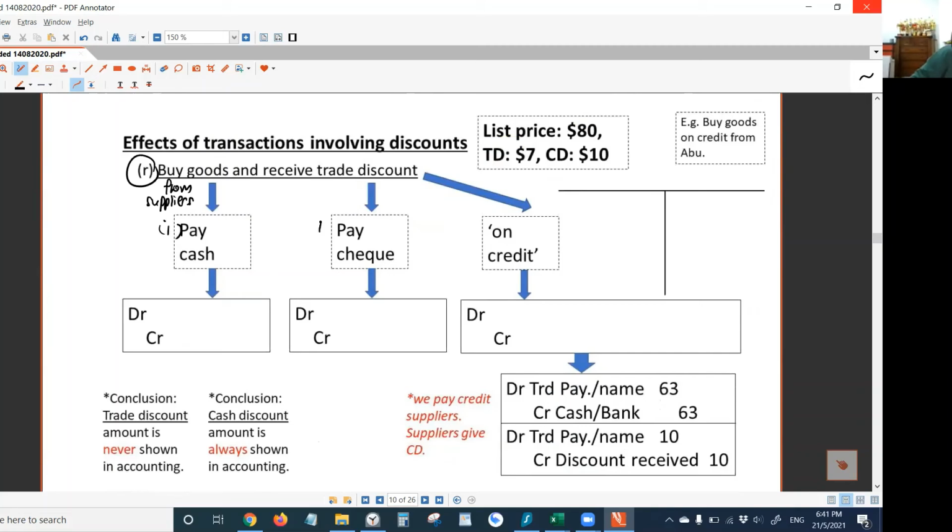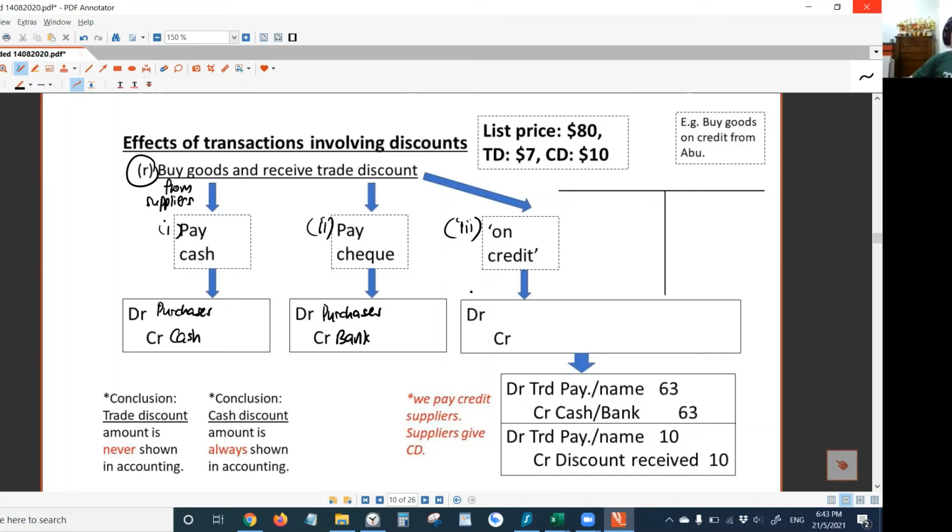Again, there can be three possible situations: 1, 2, and 3. Pay cash immediately, pay cheque on the spot, or on credit. So R1, you tell me what to debit and what to credit. Debit purchases. Then credit what account? Cash. R1, pay cash on the spot, so credit cash, debit purchases. Second one, debit purchases, credit bank.